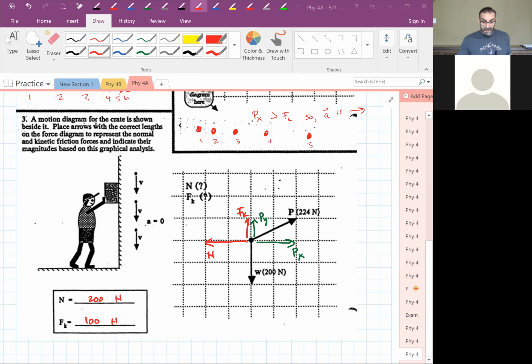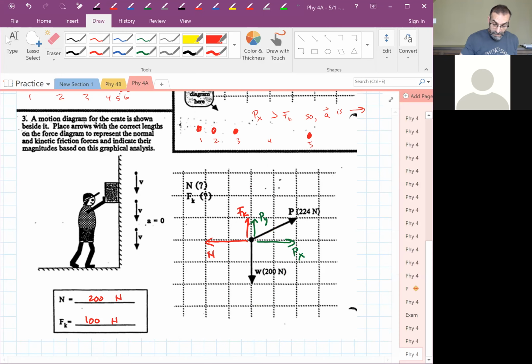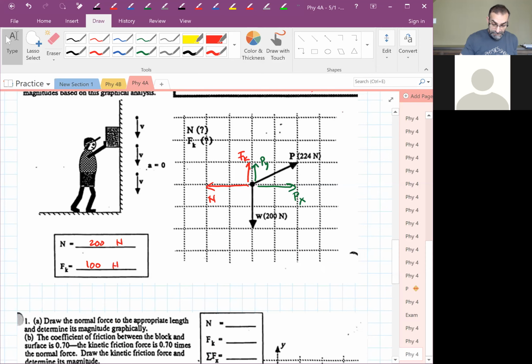Okay. So we're saying this thing has no acceleration, right? So the forces to the left equal the forces to the right, and the upward forces, which is the sum of those two, equal the force in the downward direction. Okay. So I think these are quite helpful.